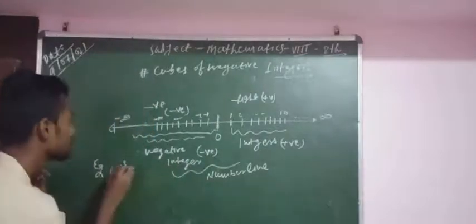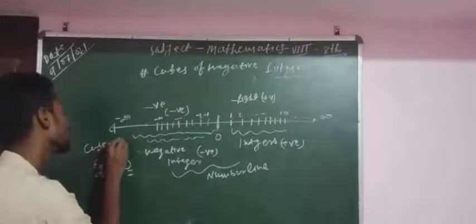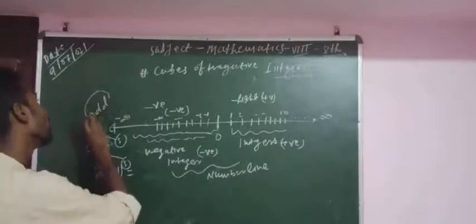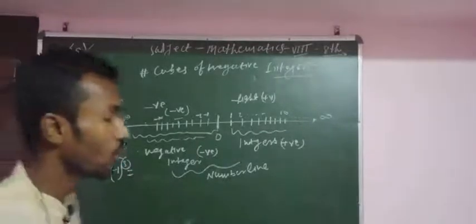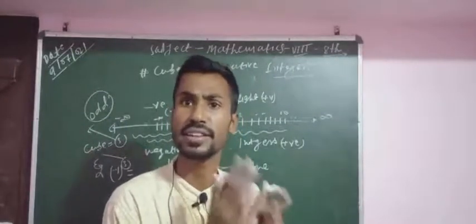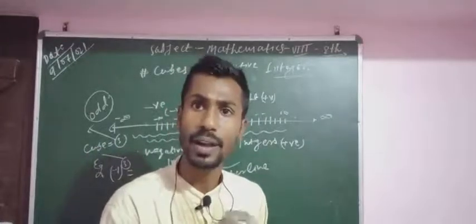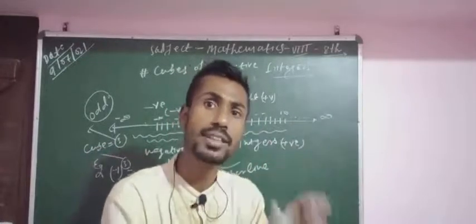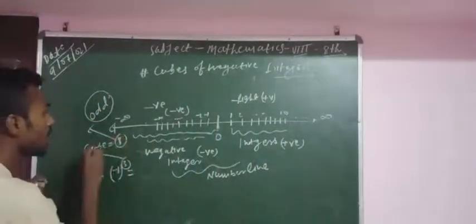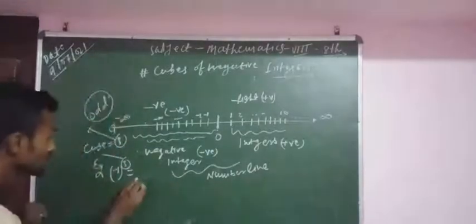Look at this. This is cube, and cube means the power is 3. So 3 is an odd number. Whenever a number has the power 3, it doesn't matter whether the number is odd or even. If the value of the number is negative, then finally the result will be negative. If the power is odd, then the result will be negative.